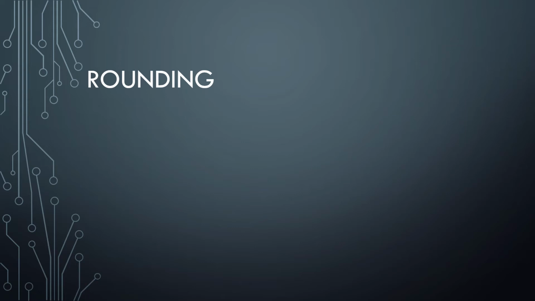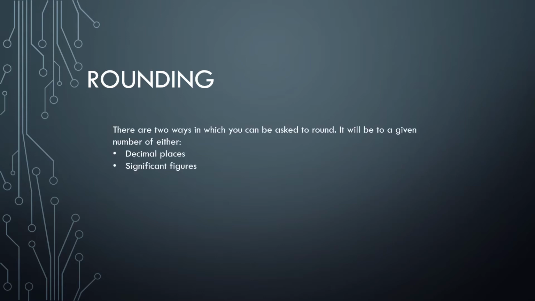Okay, so first off, we're looking at rounding, and in your exam, they can ask you to round one of two ways. They can ask you to round either to a given number of decimal places or to a given number of significant figures. So what we're going to do is have a look at what both of those mean and look at a couple of examples that involve us rounding to each of them.